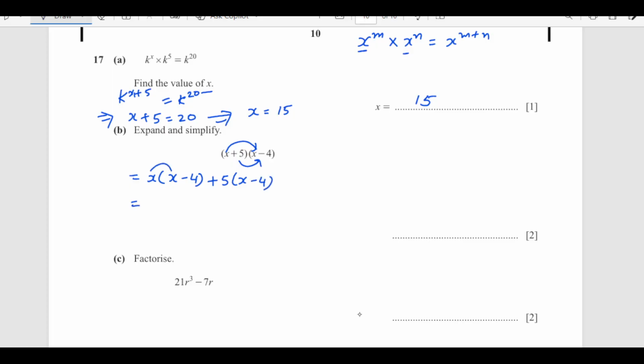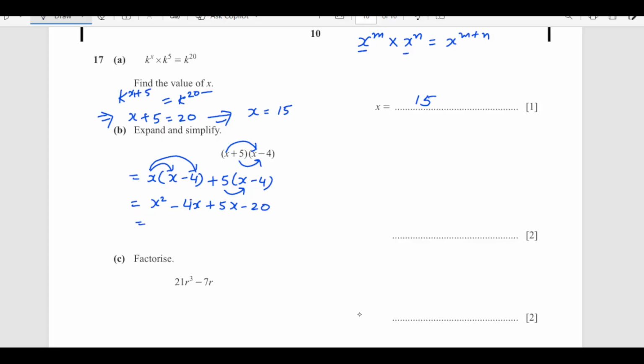So x times x gives us x squared, then x times 4, there is a negative sign, we will keep the sign as it is. Similar we will do in this part, 5x minus 5 times 4, 20. When you multiply 5 and 4, then there is a positive and negative sign, so it will become negative.